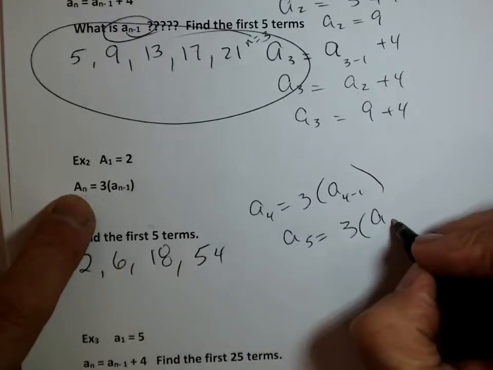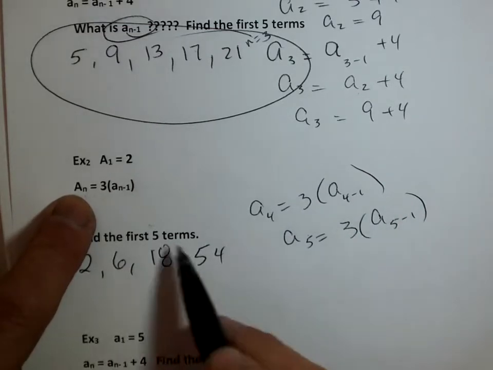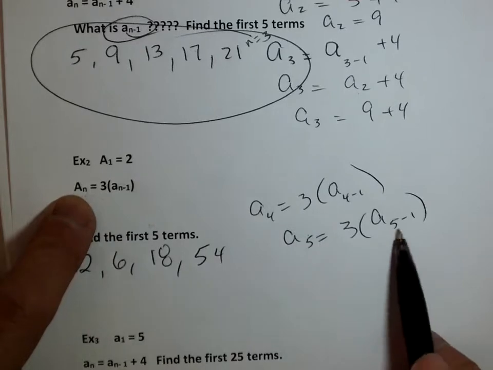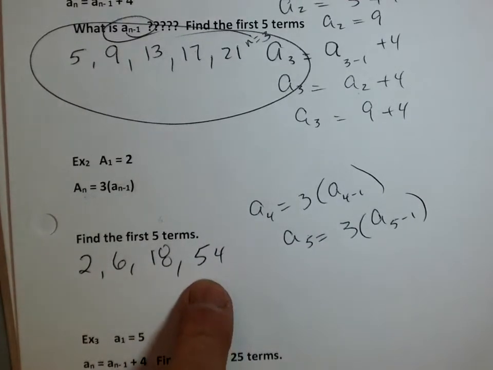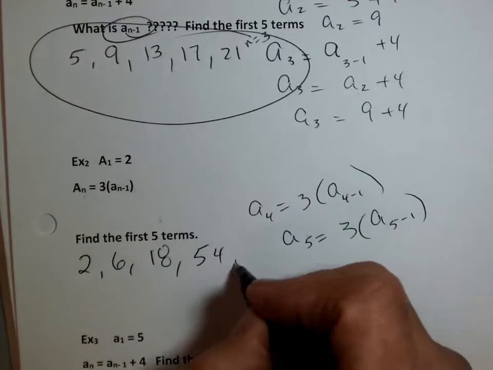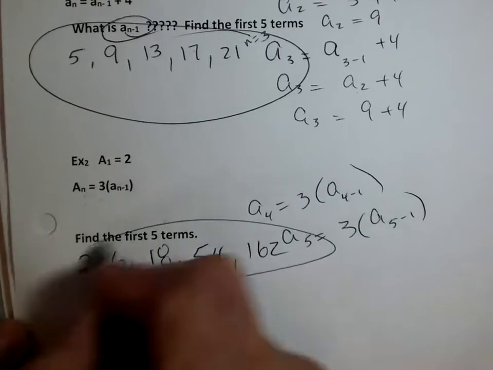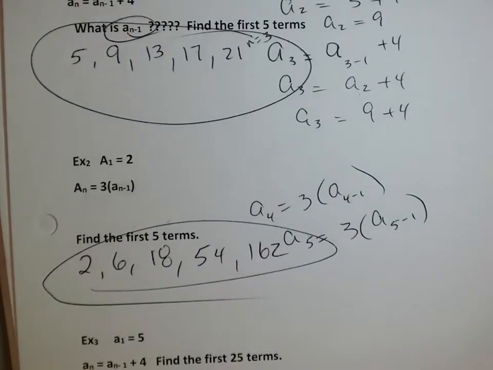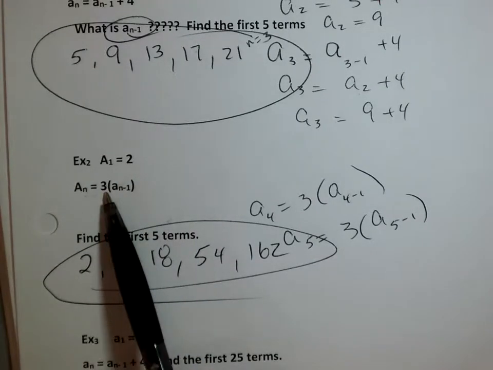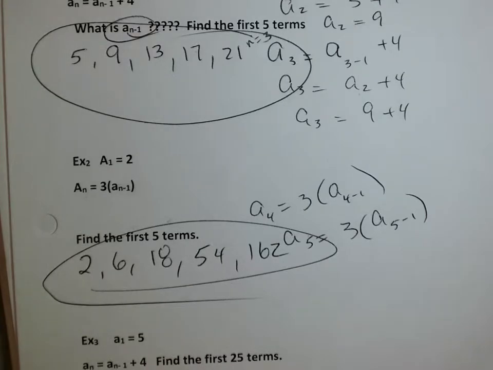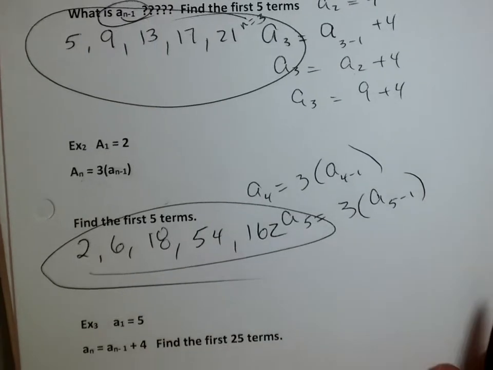a to the 5 minus 1 power, right? 5 minus 1, which is the fourth term. So 3 times the fourth term. Well, that is the fourth term, so it's 3 times 54, and I get 162. So again, it describes what's going on. It tells us take the first term and multiply it by 3. Okay? All right, now, let's take a look at example 3.